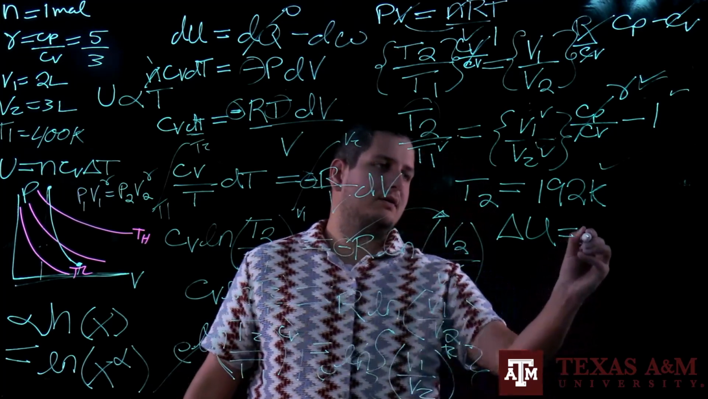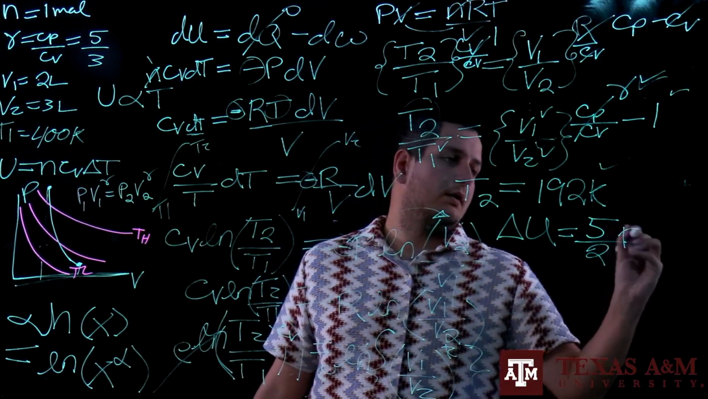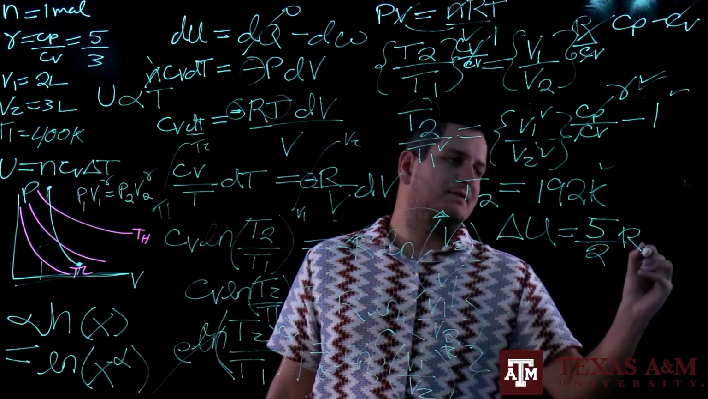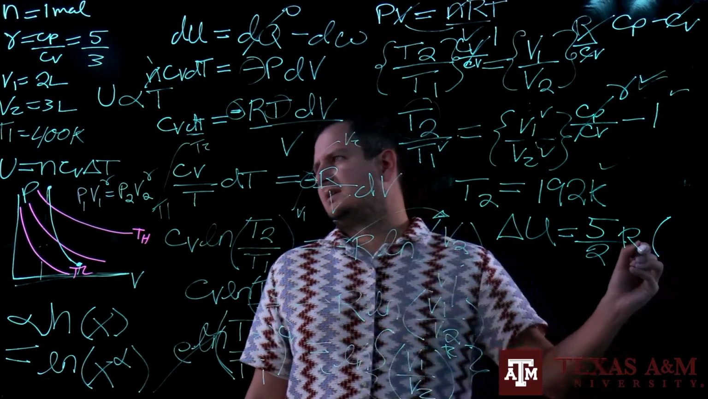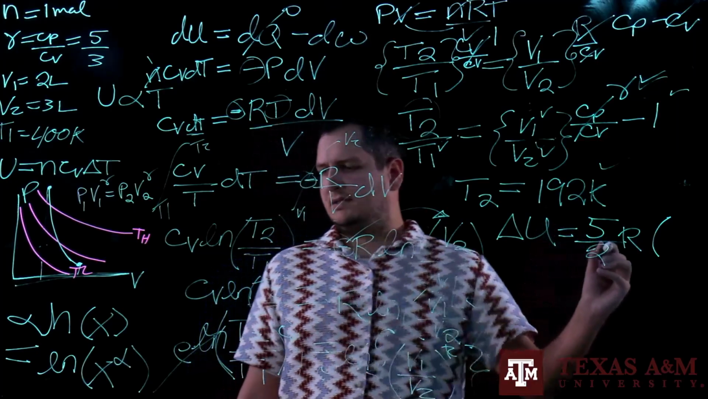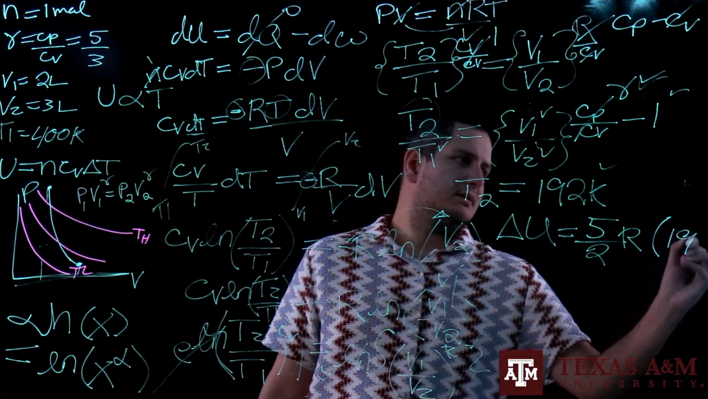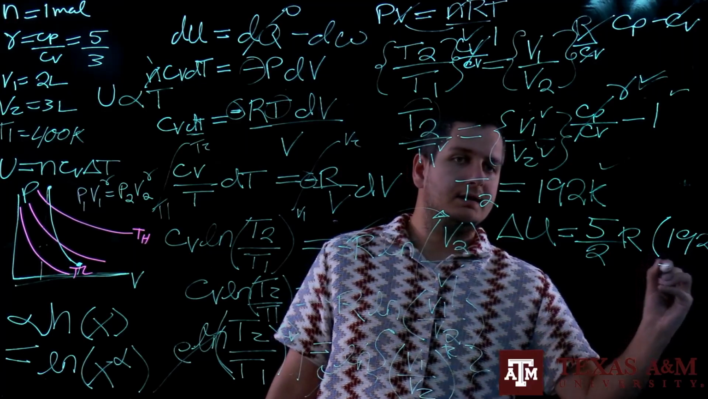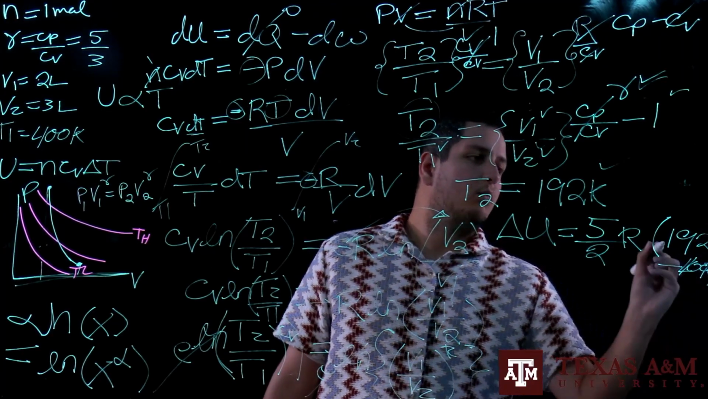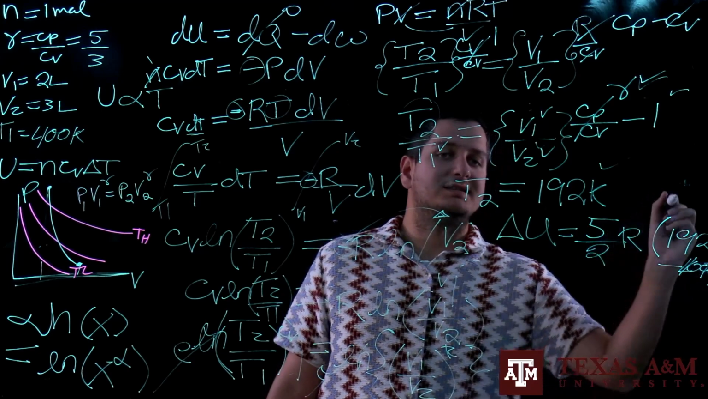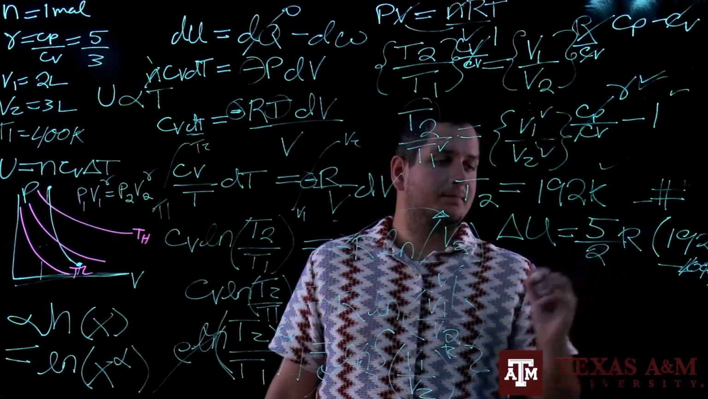Yeah, 5/2 R, right? And then you have delta T, right? So you have delta T, where did you start? You started at that temperature, so it will be 192 minus 400. 192 minus 400, this is a negative number. That's a negative delta T.